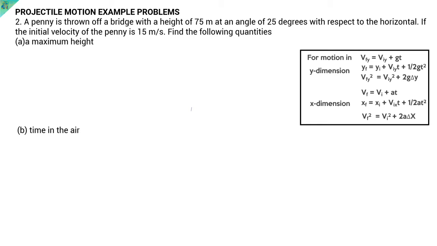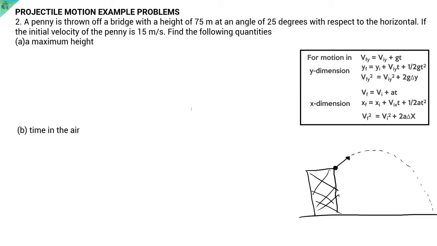Okay, first, let's illustrate that. Here's our bridge. I think I'll draw the bridge here at the side. Here's our bridge, something like this. And here's our penny, which is thrown at an angle of 25 degrees, and of course it will move as a projectile, something like this. Okay. Let's highlight our givens.